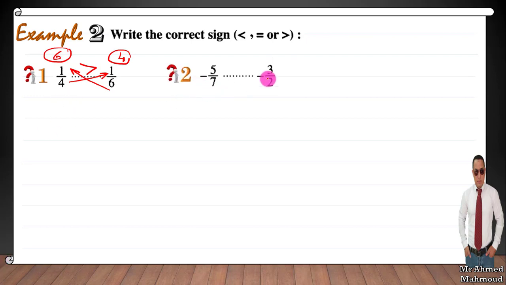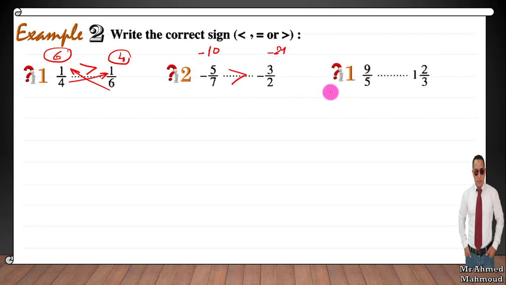Now 7 times negative 3. The negative will always be with the numerator. So this is negative 5 and this is negative 3. 5 times negative 3 equals negative 21. 2 times negative 5 equals negative 10. So negative 10 is greater than negative 21.